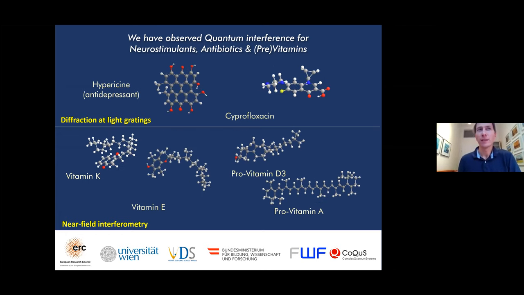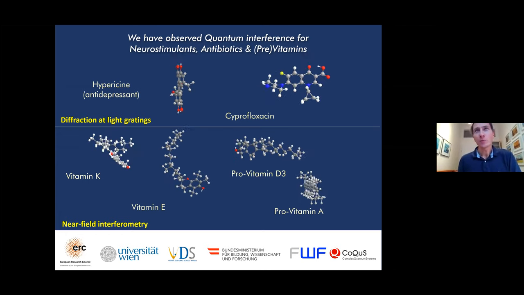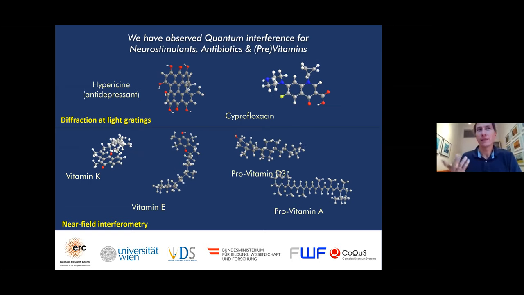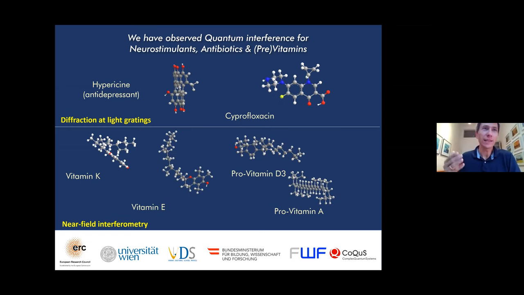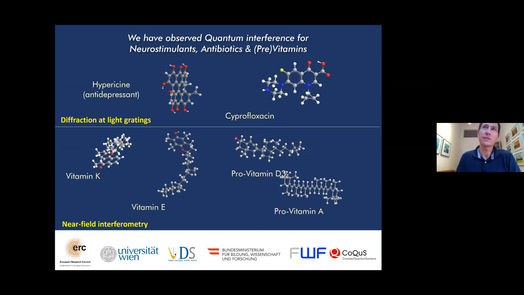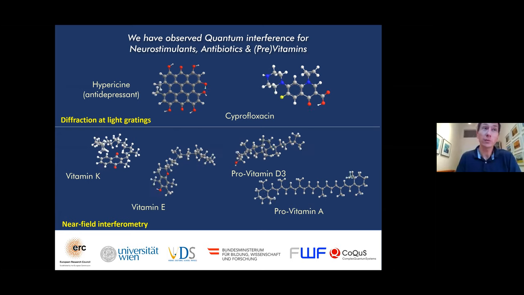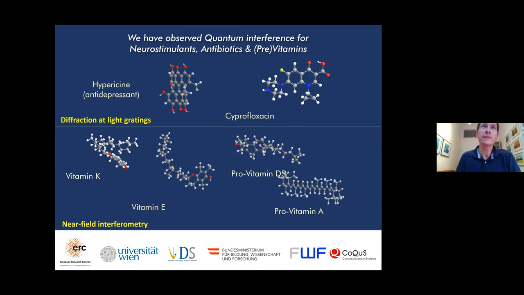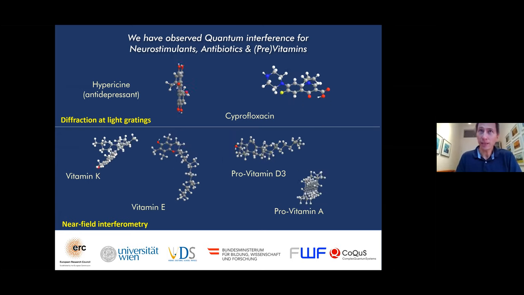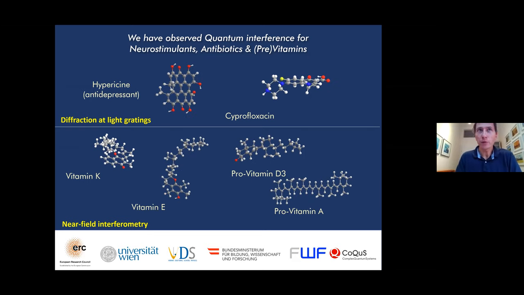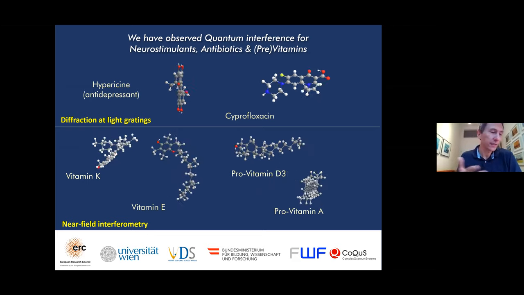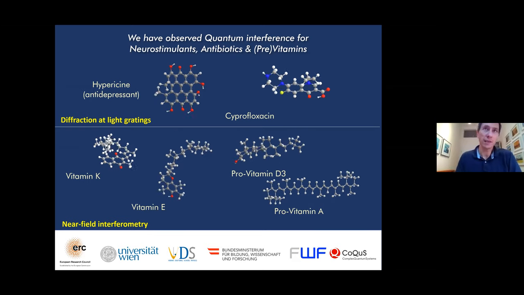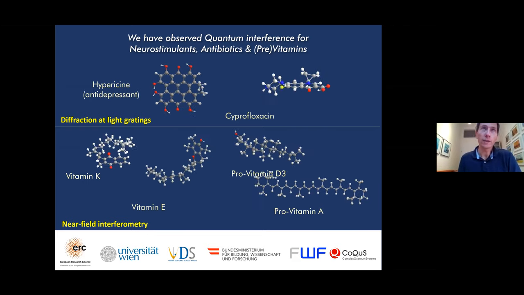In hindsight that's not surprising, but you see how they're floppy, they're flexible, they're internally hot, they rotate at 10 to the 9 or 10 to the 10 per second, and they vibrate in all degrees of freedom, so they're shaky on the picosecond scale. They change their conformation on the nanosecond scale, and in spite of all that, they do their quantum trick, because we are mostly, and here still exclusively, looking at the center of mass motion, pure de Broglie interference.